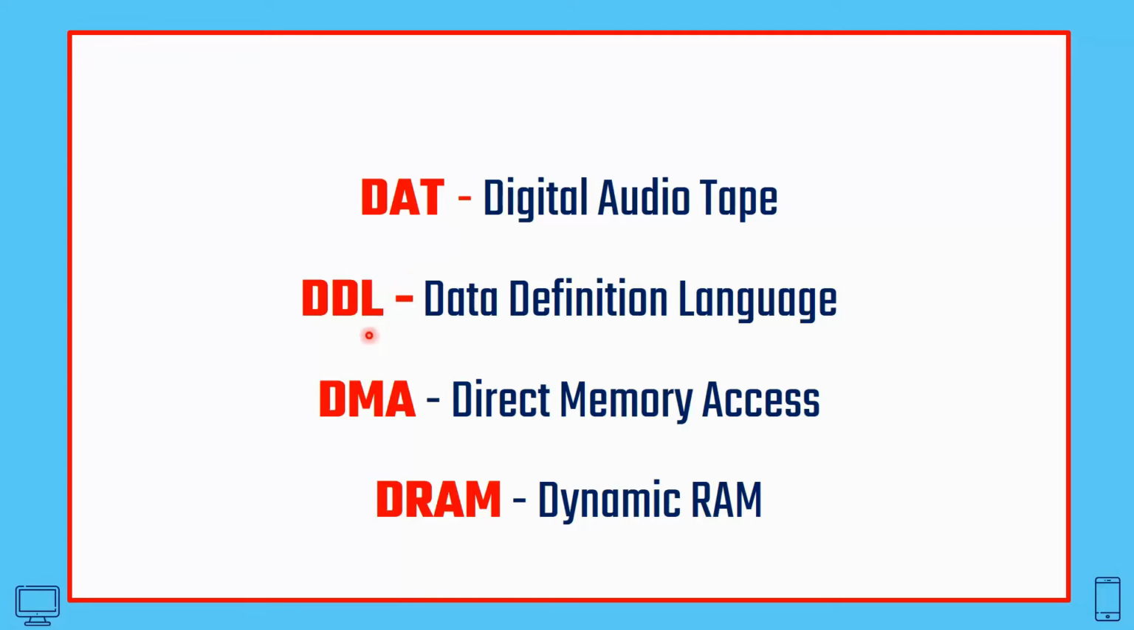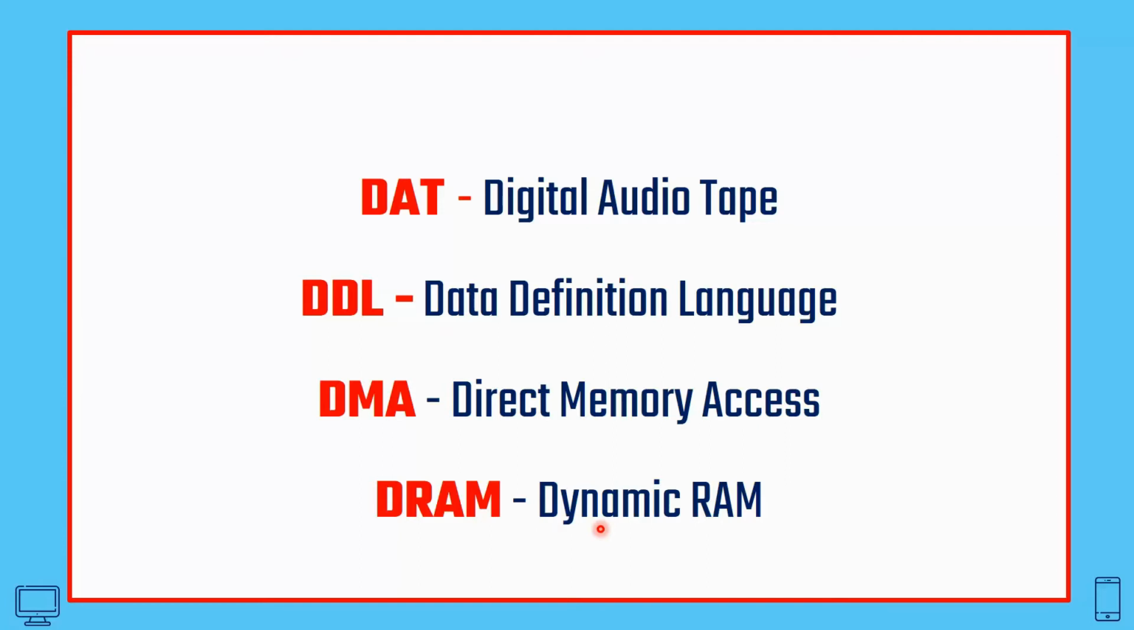And next, DDL. DDL stands for Data Definition Language. It is a syntax for creating and modifying database objects such as tables, indexes, and users. And next, DMA, Direct Memory Access. It is a method of transferring data from the computer's RAM to another part of the computer without processing it using the CPU. And next, DRAM, Dynamic RAM.